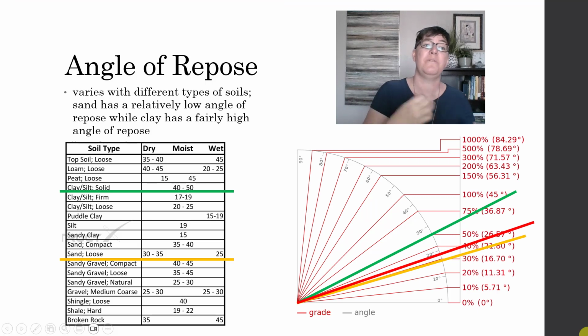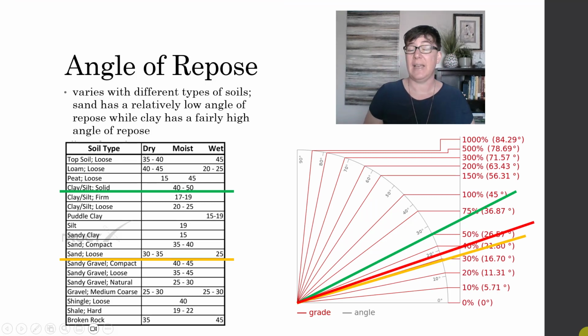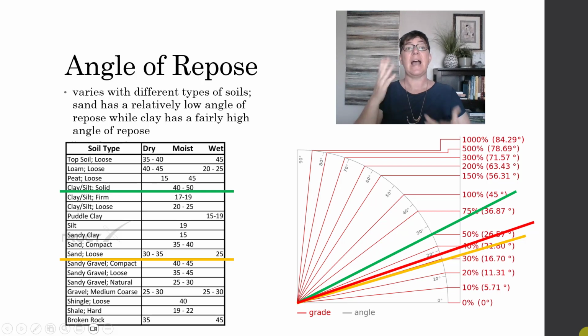The angle of repose will vary with the different types of soil. Sand has a pretty low angle of repose. It'll slide down the hill easily. Clay has a fairly high angle of repose. It is stiff and will stay in place.